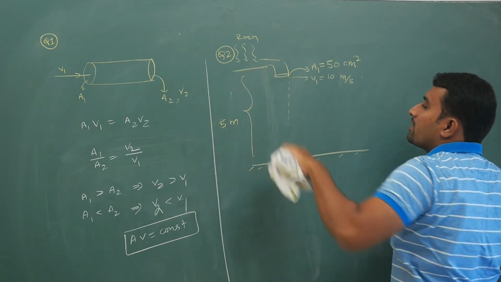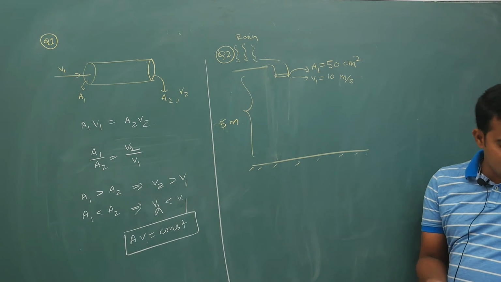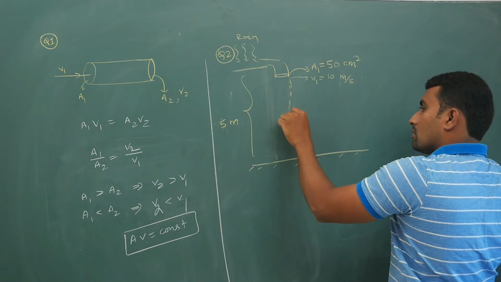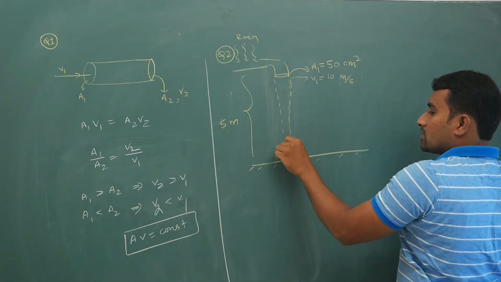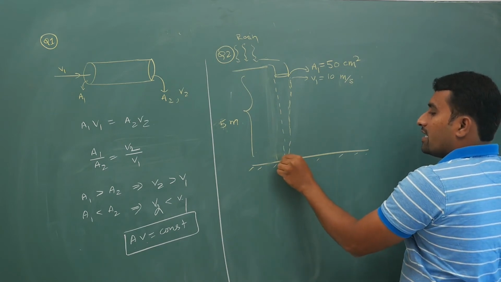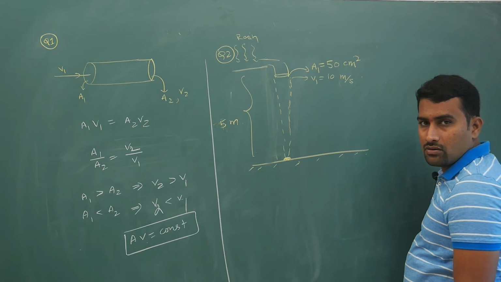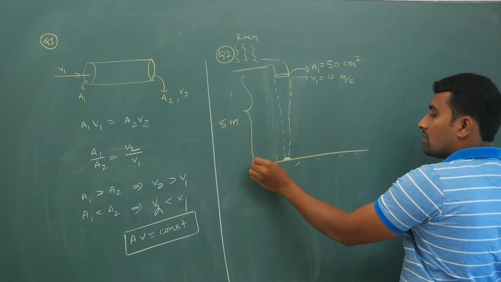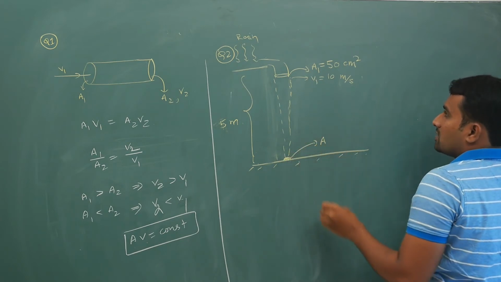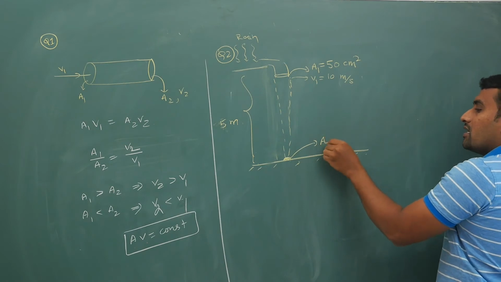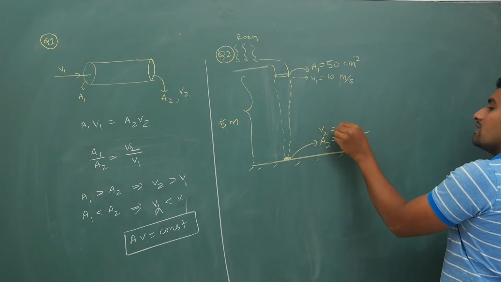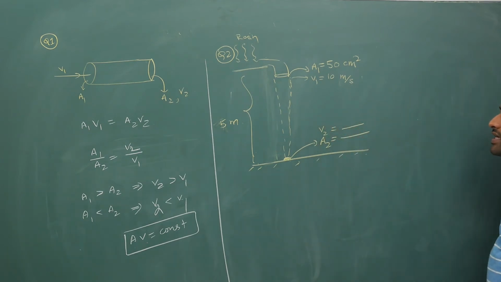This building you keep it a little aside. So what is your question is, by the time water reaches the bottom, what is the area across which it strikes the ground, or just before reaching the ground, what is this area of cross section? This area of cross section is equal to how much? And with what velocity will it strike? Give me the values of V2 and A2.